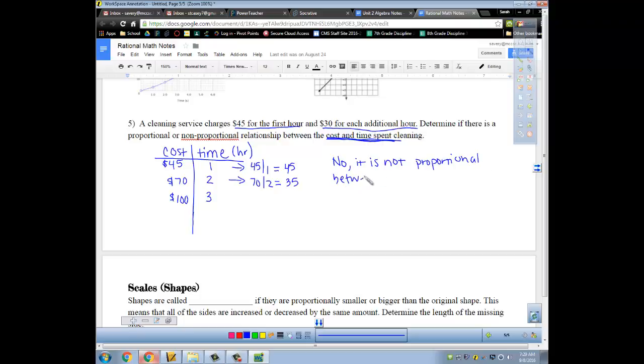Between cost and time spent cleaning. It didn't ask me for an explanation, but my work could be my explanation right now. So I just wanted to make sure I was specific with my answer. No, it is not proportional, so I answered the question. And then I was a little bit more specific.